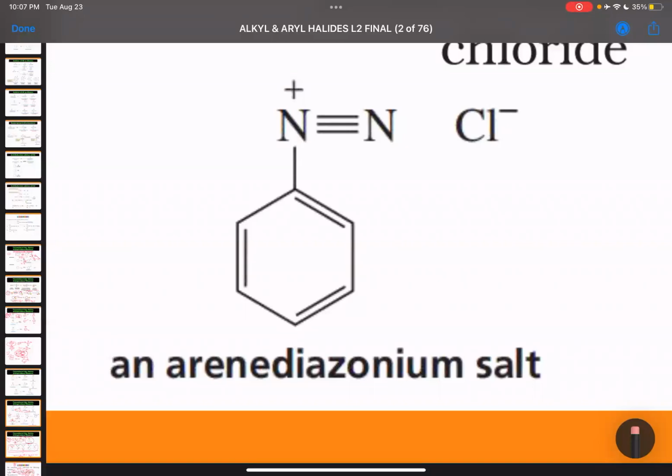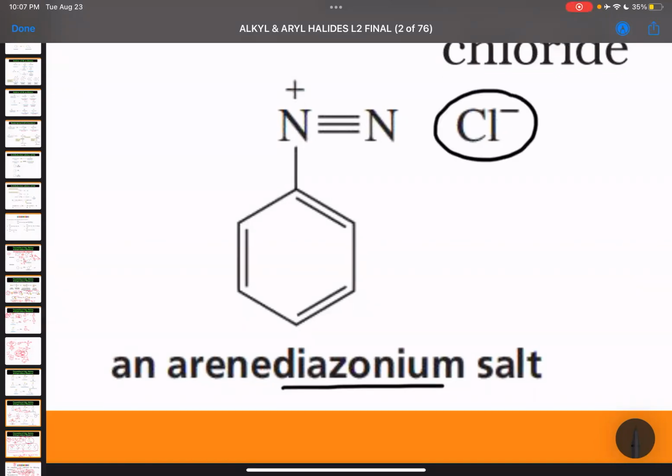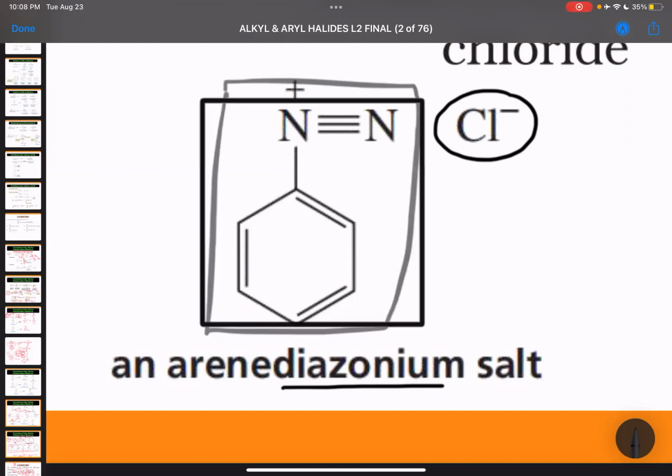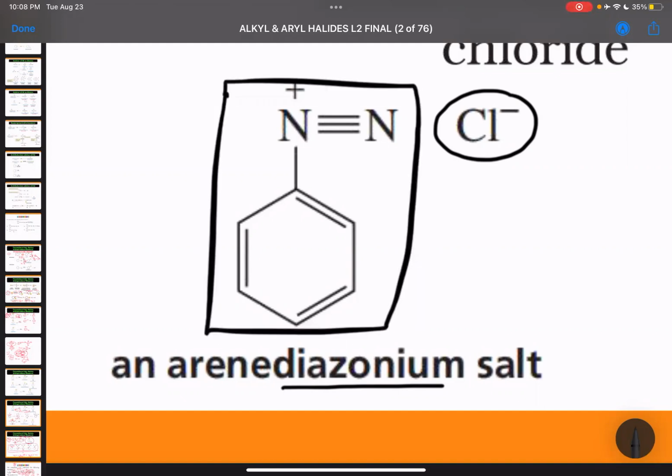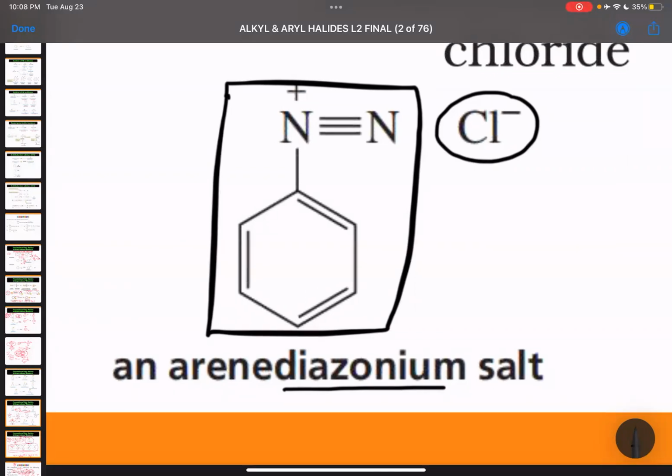Diazonium means only with chlorine, or it can be with any other ion as well, sir? This ion can be anything: Cl minus, Br minus, F minus, or HSO4 minus also. This is the diazonium. So this is an aryl diazonium or arene diazonium salt, and the salt can be chloride, bromide, iodide depending upon the anion. Is it clear?